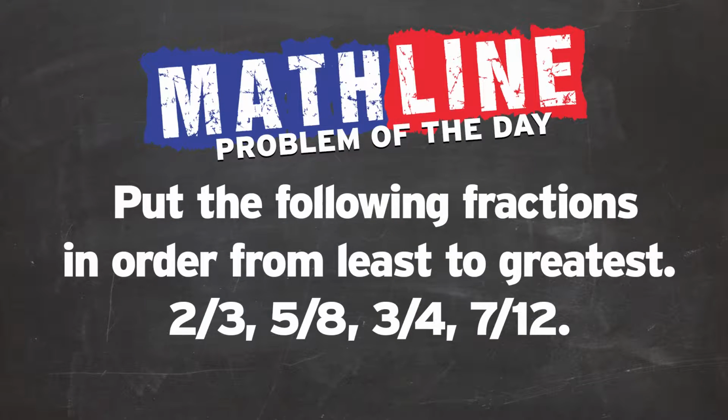It says, put the following fractions in order from least to greatest. It's important to read all the words, right? Least to greatest, otherwise you might have them in reverse order and be in bad news there. You've got 2/3, 5/8, 3/4, and 7/12.